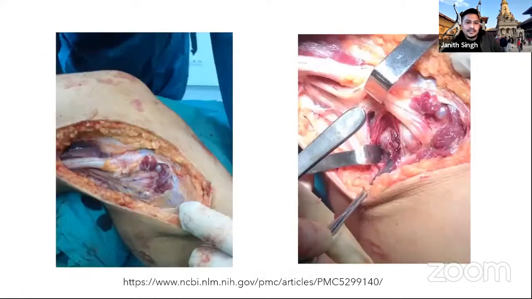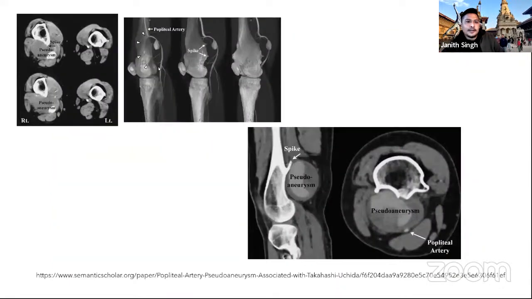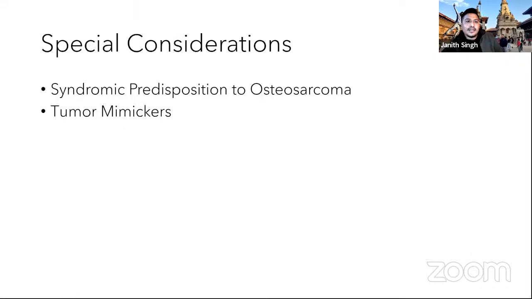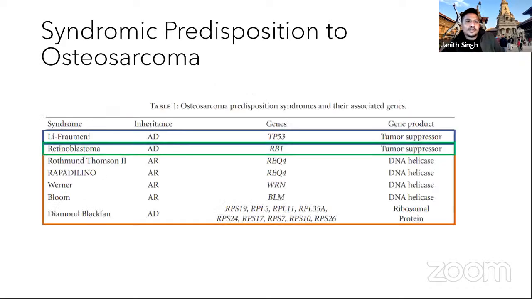For instance, this is a case report from India, I think, in which they're showing the common peroneal nerve that was impinged upon by an osteochondroma involving the fibular head. This is a case of pseudoaneurysm due to a spiked osteochondroma in the posterior femoral cortex. This has been reported from Japan. And that finishes my clinical examination part. Now, just a quick word: you can have syndromes in which osteosarcoma can happen.